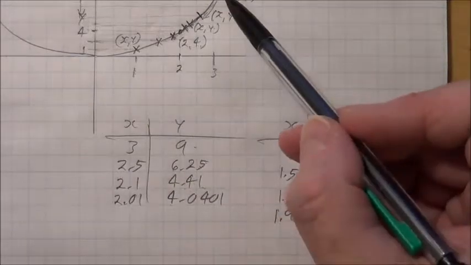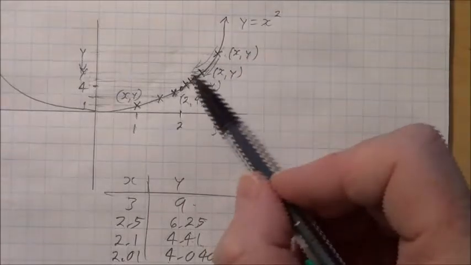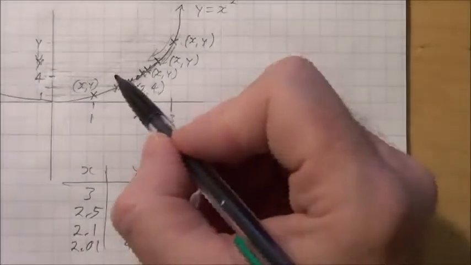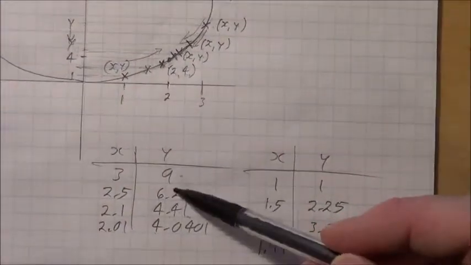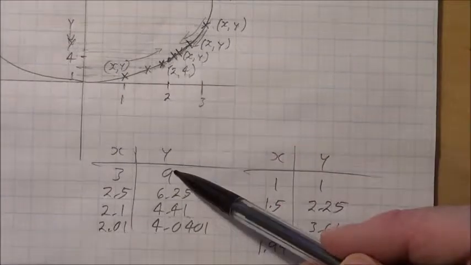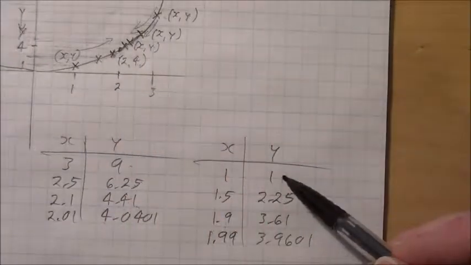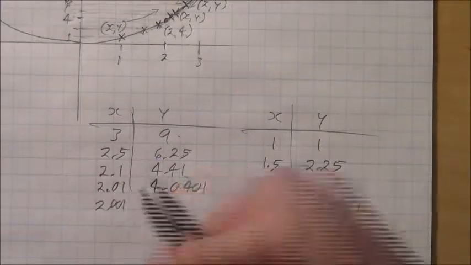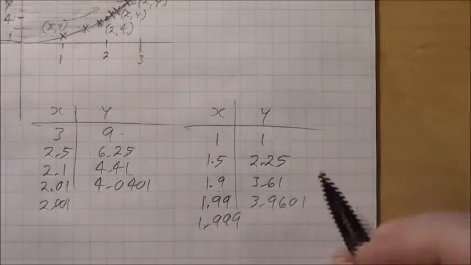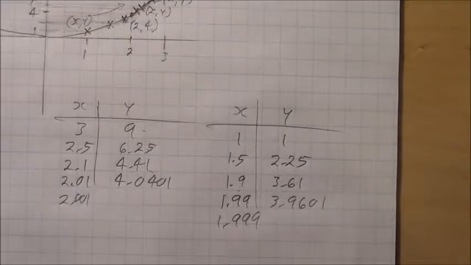As we move this point from the right towards 2, and as we move this second point from the left up towards 2, we see that the y values from the right side are getting lower, they're decreasing, and the y values from the left side are increasing. And notice that if I went even further, I could go to 2.001 and 1.999. We'd see that gradually these points would be getting closer and closer to the value of 4.